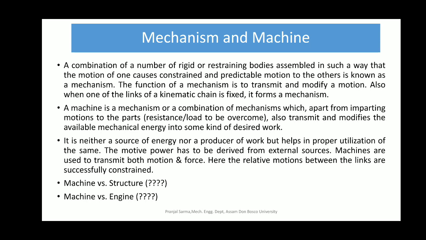Now the motive power, that is the power responsible for giving movement, has to be derived from some external source. These machines are generally used to transmit both motion as well as force. In the case of a machine, the motions between the various links, which are the building elements of a machine, are successfully constrained. These different types of constrained movement we will study later on.